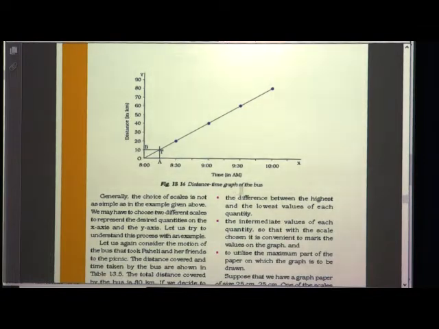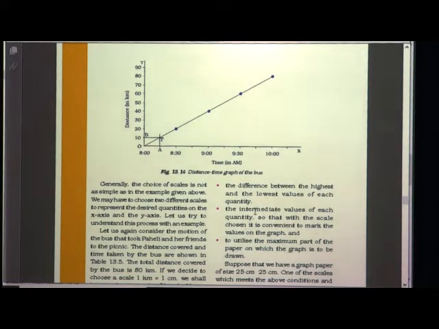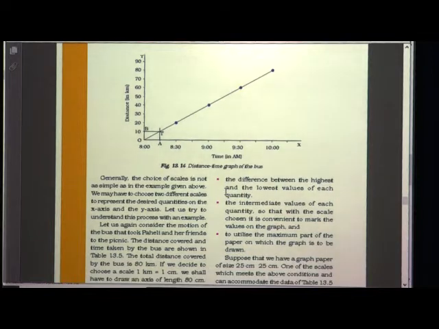So, distance time graph of the bus. Here it is given a distance time graph of the bus. In this graph you can see on x axis time is given. It is morning time. First, that vehicle is going to start at 8 o'clock in the morning, then after 30 minutes, then 9, 9:30, 10. This example is given in table number 13.5.